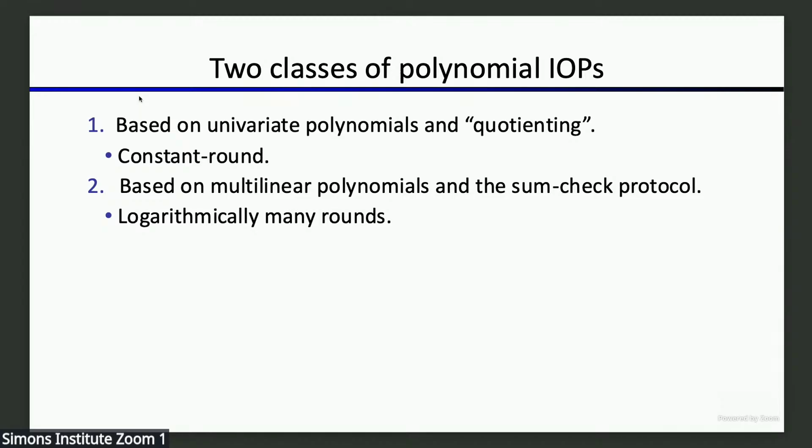All right, and of course, we'll see some polynomial IOPs soon, and then this will be a little less abstract. But at a high level, there are two classes of polynomial IOPs. In one, the polynomial is univariate, and the key technique in stage 2 to do the global to local reduction is something I call quotienting. And these are typically constant round protocols. So stage 2 is just a constant number of messages exchanged. And the second class uses multilinear polynomials, so that's like multivariate, and the sum check protocol. And so these have logarithmically many rounds.